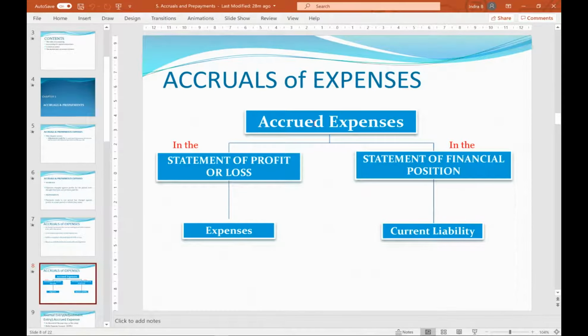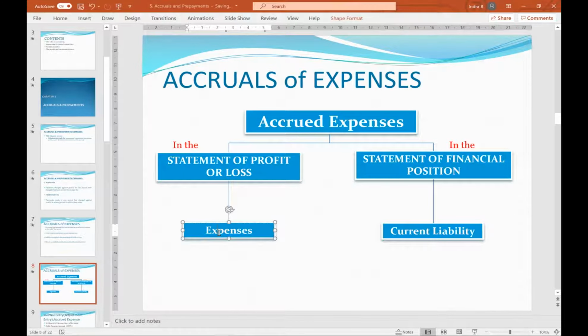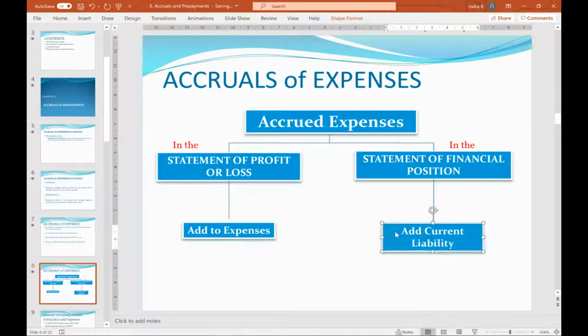Here this is shown in table form: accrued expense in the statement of profit or loss account, add to the expense; in the statement of financial position, add to the current liabilities. So we can say add to expense, and here add to current liability. This is a rule for accrued expense.